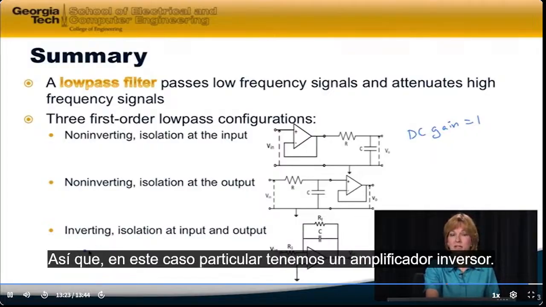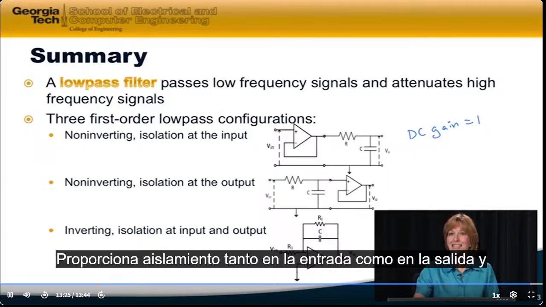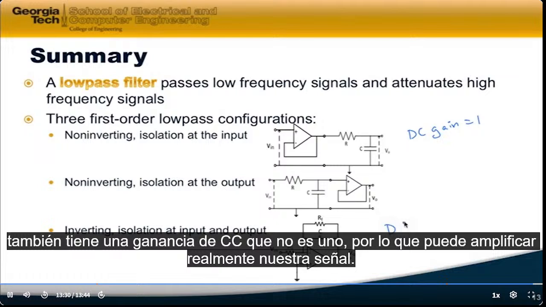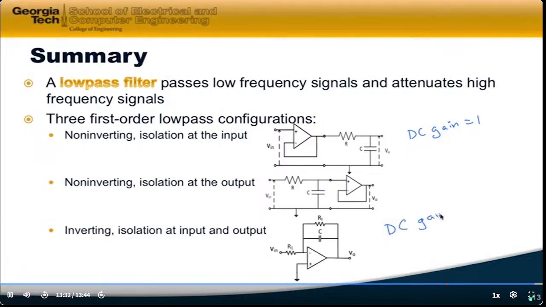So in this particular case, we have an inverting amplifier. It provides isolation at both the input and the output, and it also has a DC gain that is not 1, so it can actually amplify our signal. Minus RF over R1.